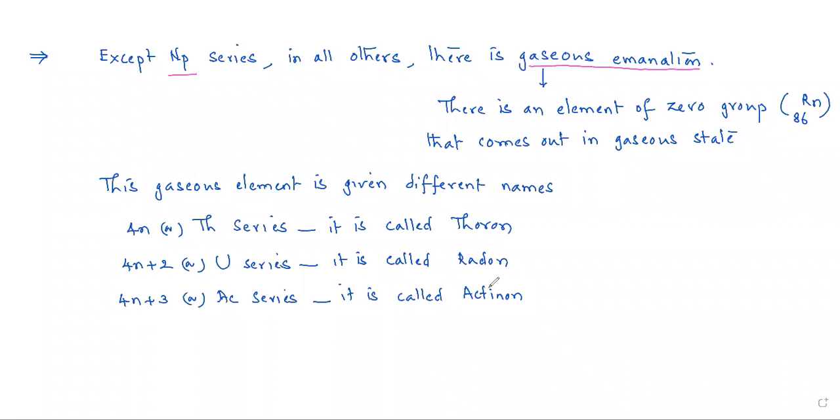These are the different radioactive series, which of course can be remembered this way. This is 4n, AUNT on, 4n plus 1, 4n plus 2, 4n plus 3.